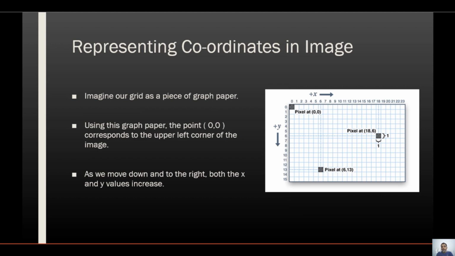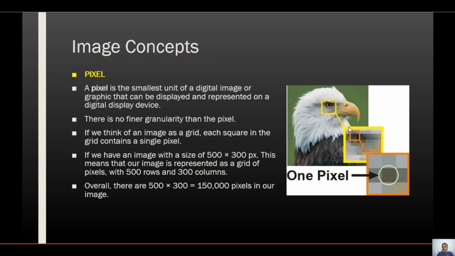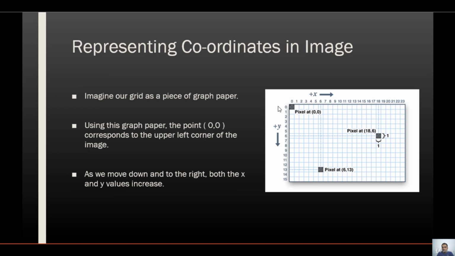Now let's move on to representing coordinates inside an image. In our first slide we see that this is an image and it is represented inside an X, Y plane. Just like that, if this is an image drawn inside a graph paper, you can see that the axis going down is the Y axis and the axis going right is the X axis. So we assume that our image is placed inside this graph paper and each point inside the image can be represented by using the X and Y values.